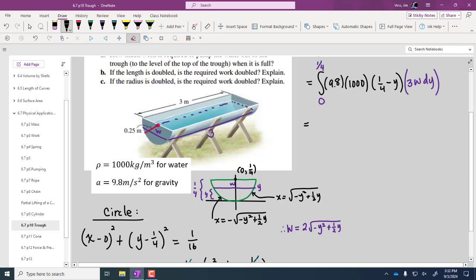So the 9800 is coming to the front like it almost always does. And let's just pull that out for now. We'll see that there's other stuff that can be pulled out for sure. But let's just do that. So then 3 times w is going to make 6 times the square root of negative y squared plus 1/2 y dy.